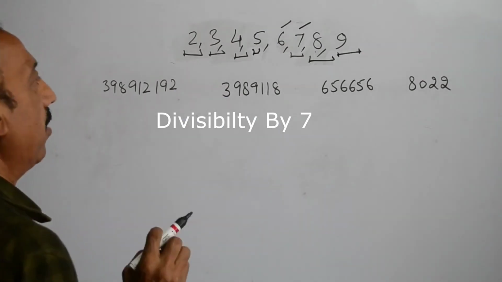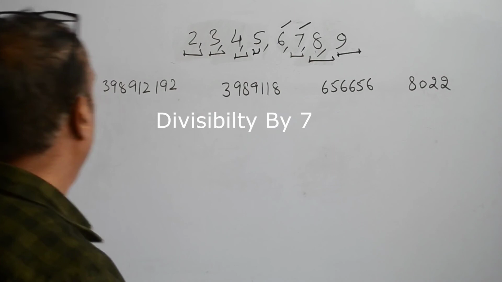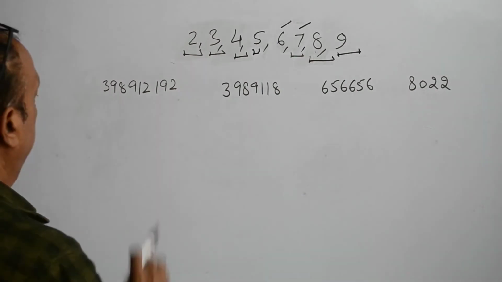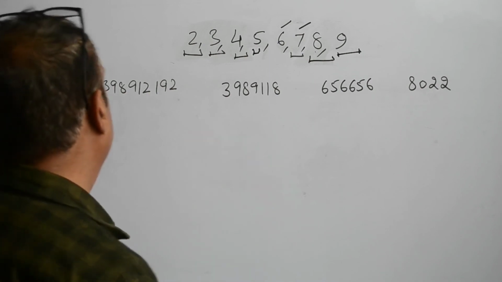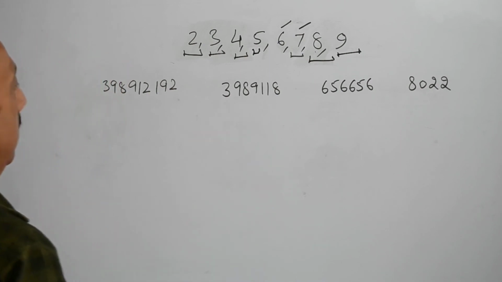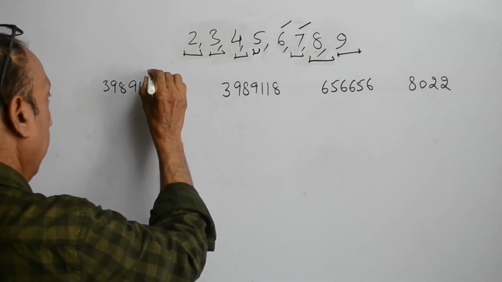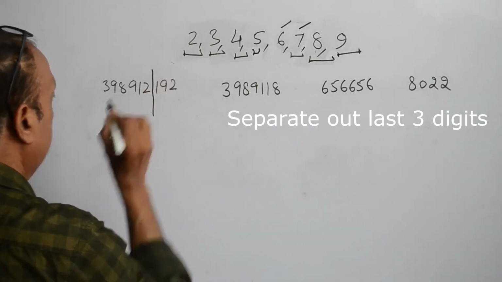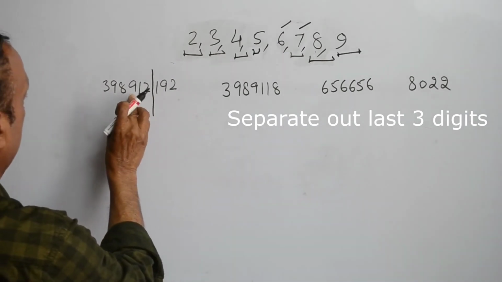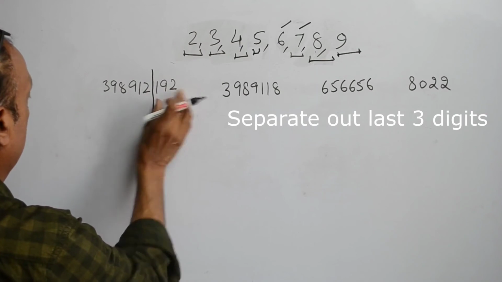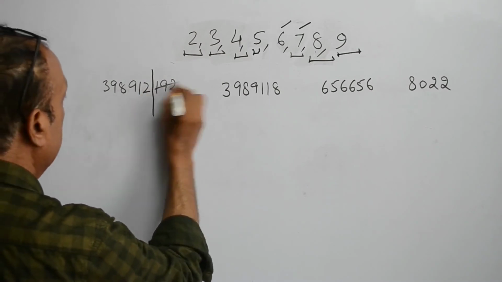Now let us find out the rule of divisibility of number 7. For the sake of convenience, we have chosen all these numbers which are already divisible by 7. The process is: separate out last 3 digits. Now we have two numbers, 398,912 and 192. This is a bigger number, this is a smaller number. From the bigger number, subtract the smaller number.